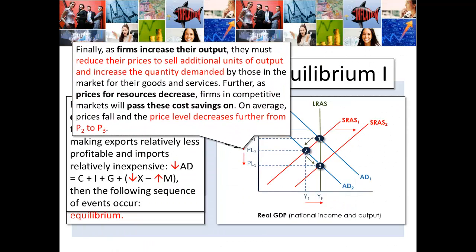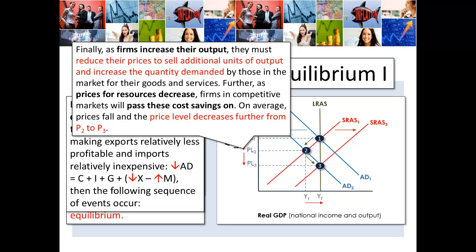Finally, as firms increase their output, they have to reduce their prices to sell additional units of output and increase the quantity demanded by those in the market for their goods and services. And as a result, prices for resources decrease. Firms that are in competitive markets will be passing these cost savings on. Competitive pressures, price competition between firms, mean that these cost savings will be passed on to those in the market for goods and services.